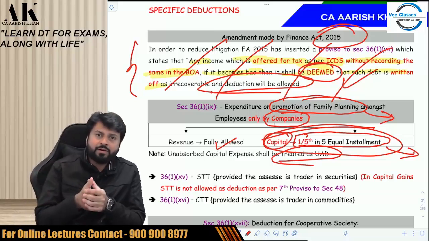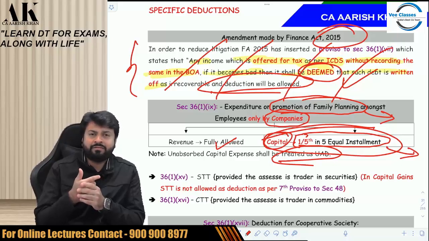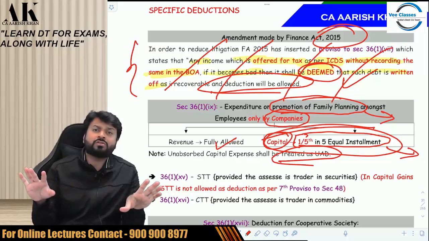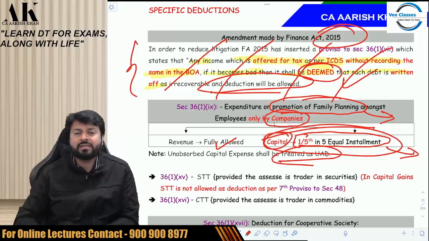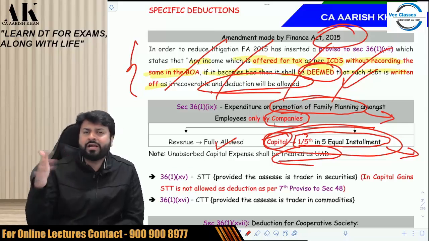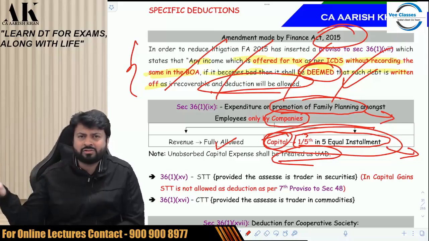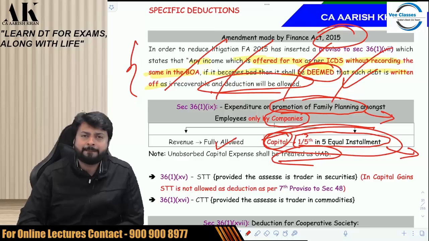Therefore, the salient features of this section are very clear. It is only available to a company. It is available in respect of expenditure on promotion of family planning. If it is revenue, then it is fully allowed. If it is capital, then it is allowed in 5 equal installments. And last but not least, if a loss is there because of capital expenditure of family planning, it is as good as depreciation. Because this is also capital, depreciation is also capital. Okay. And it will be treated like UAD.